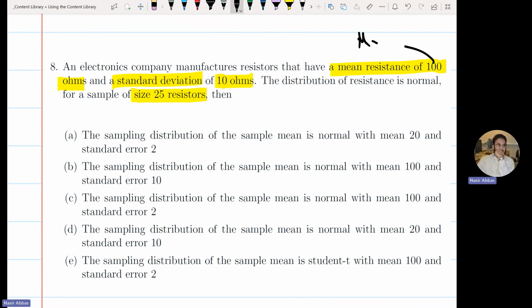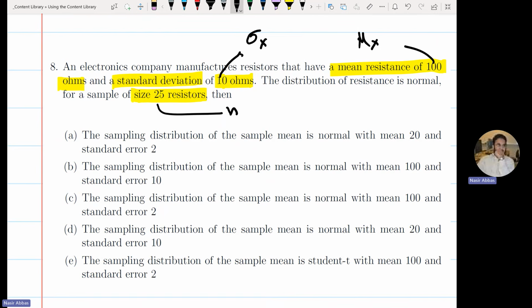This 100 is mu of X. This 10 is sigma of X. This is N. And what is required? The sampling distribution of the sample mean, X bar. What will be the distribution of X bar when X is normal? Chapter 7. When X is normal, X bar is normal. So X bar should be normal. Take out this option. This is wrong.